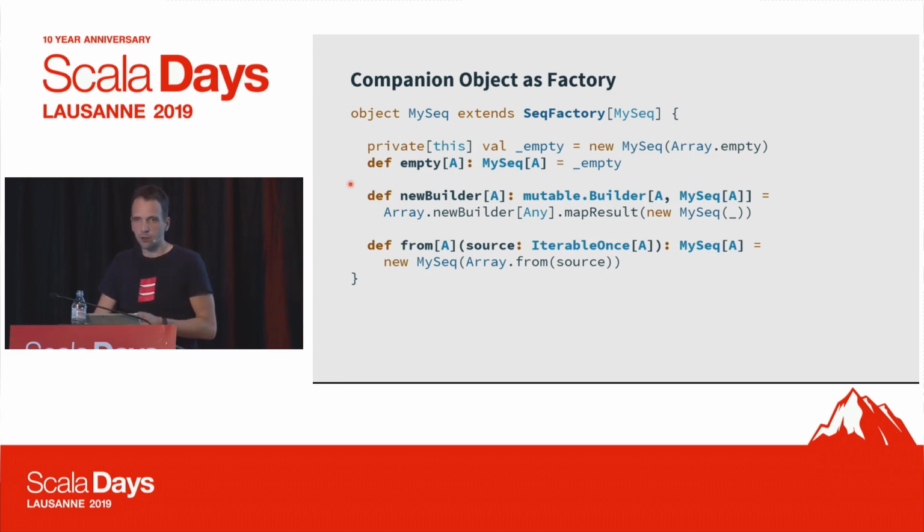You could implement one in terms of the other as a default, but I looked through the collection implementations actually, and there is not a single case that I saw where we use this default. We always override them separately for performance reasons. So that's what we're doing here too. Array has a new builder method, so we reuse it, and again, we map the result in a new MySeek.